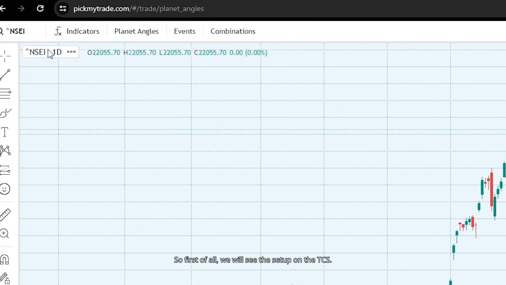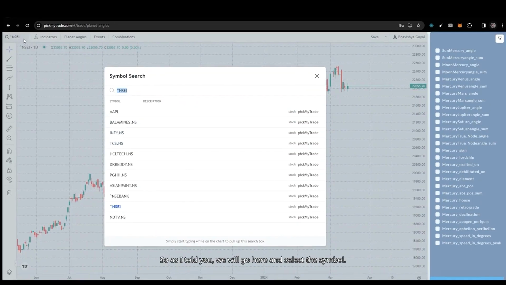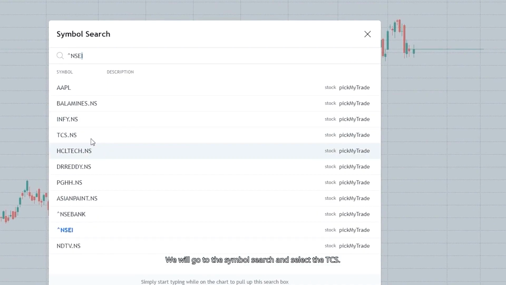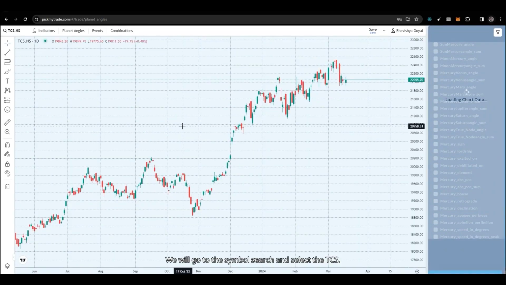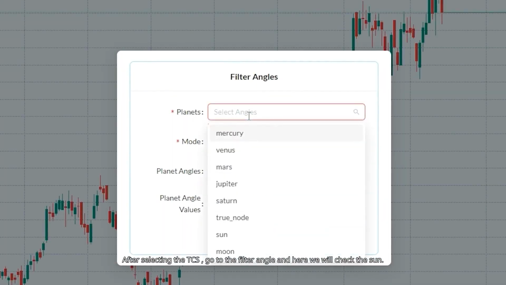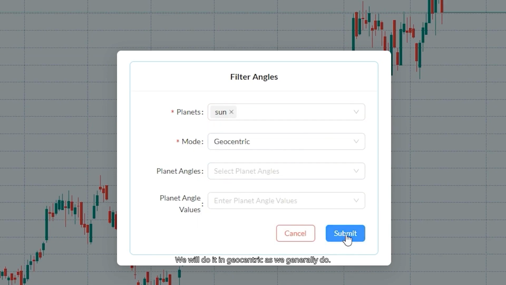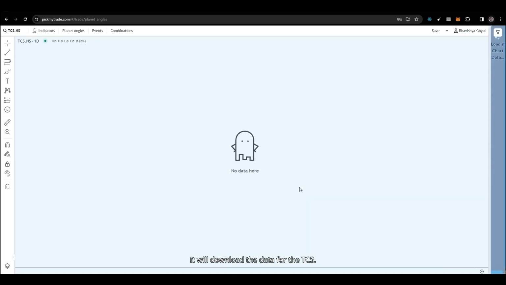So first of all, we will see the setup on the TCS. As I told you, we will go here and select the symbol. We will go to the symbol search and select the TCS. After selecting the TCS, go to the filter angle and here we will check the sun. We will do it in geocentric as we generally do. It will download the data for the TCS.